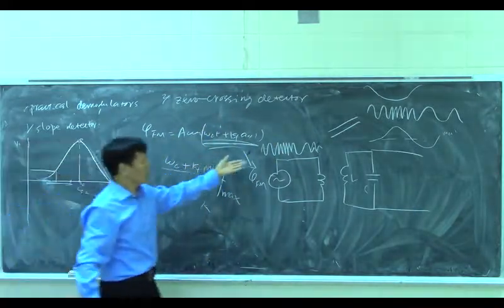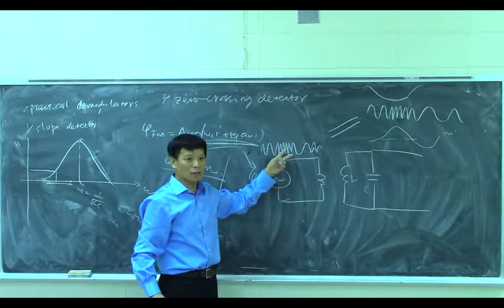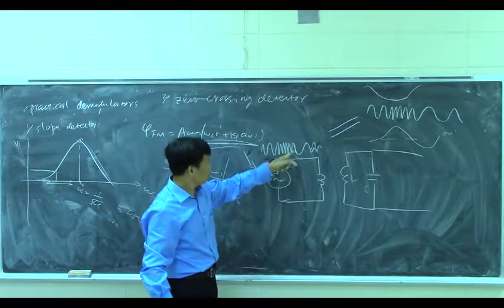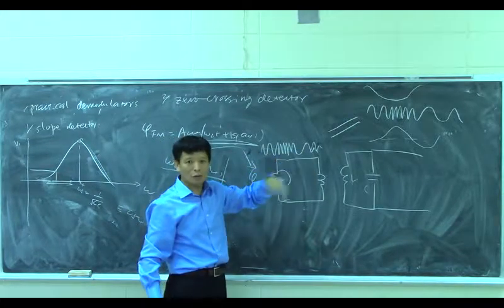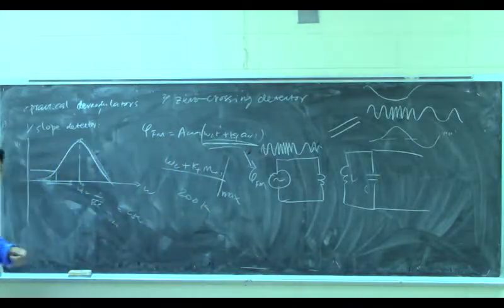Now this one also gives you, if the frequency is large, that means it passes zero more frequently. Right? So the output will be large. If the frequency is small, that means it passes zero less frequently, so the output will be small. So this circuit can also be used for FM demodulation.